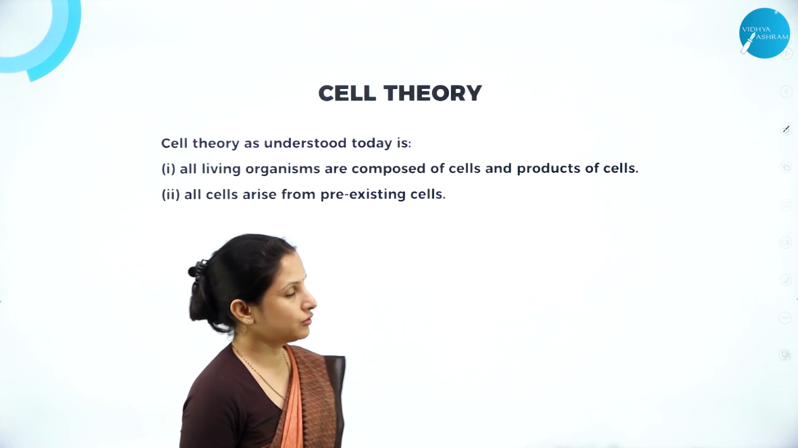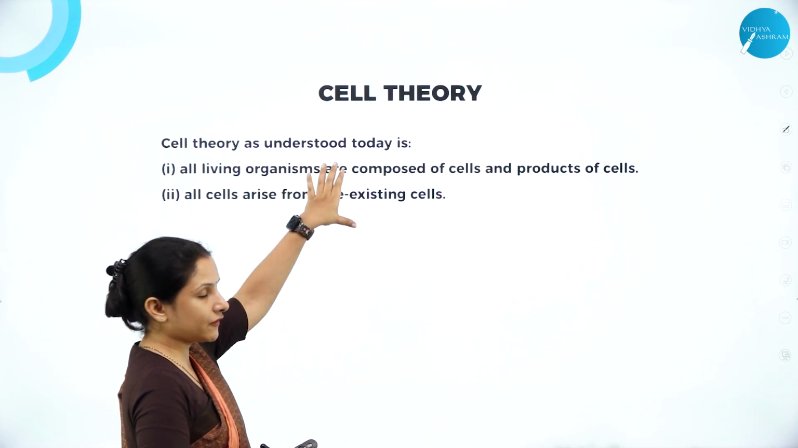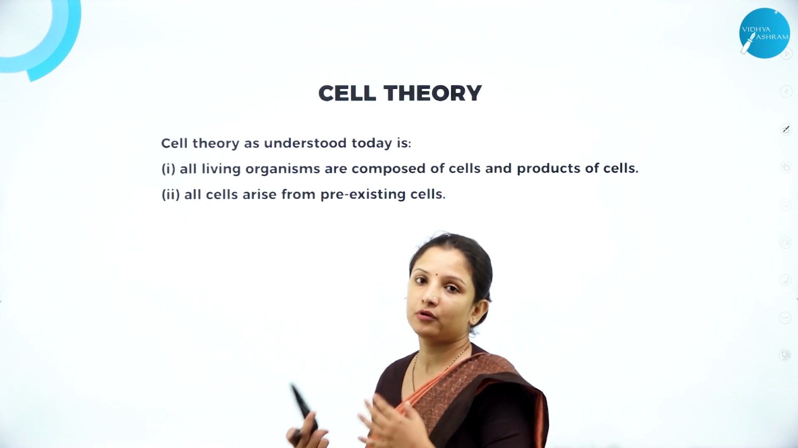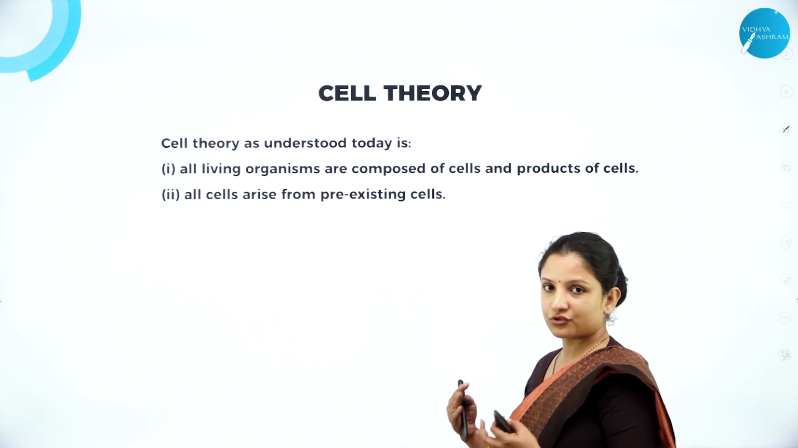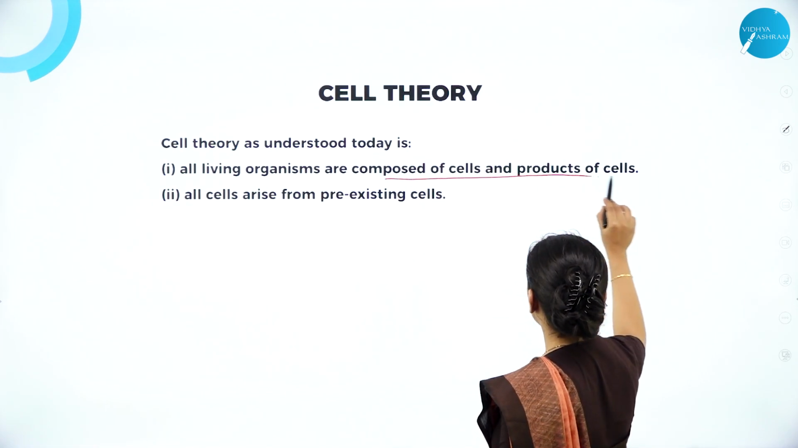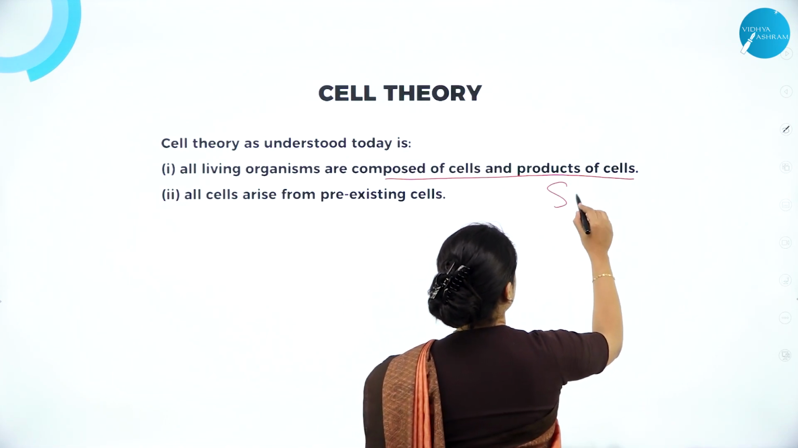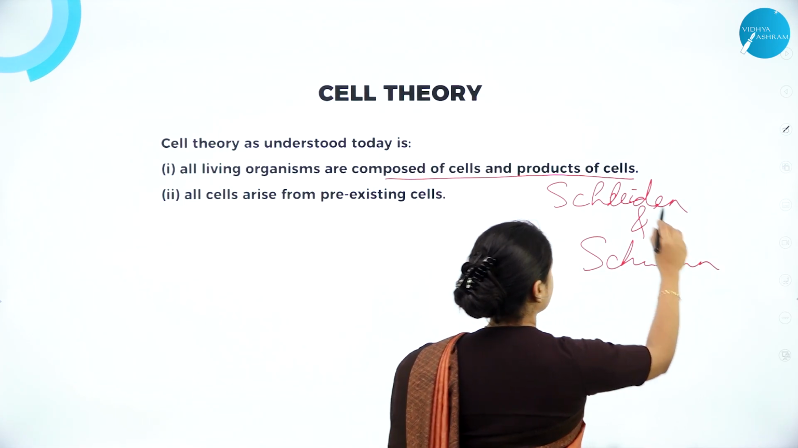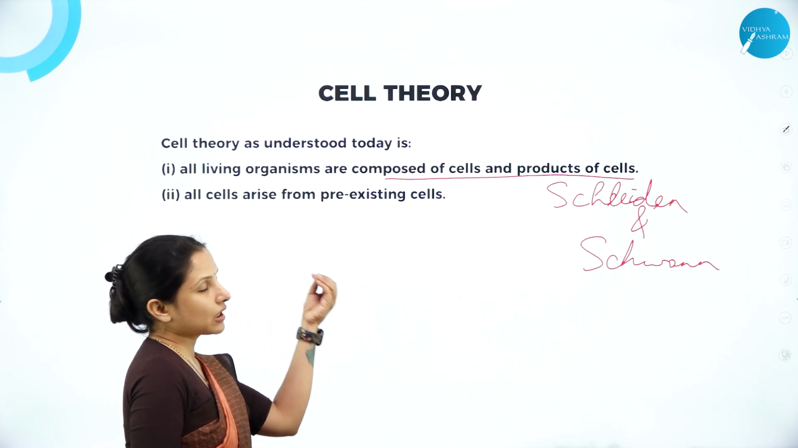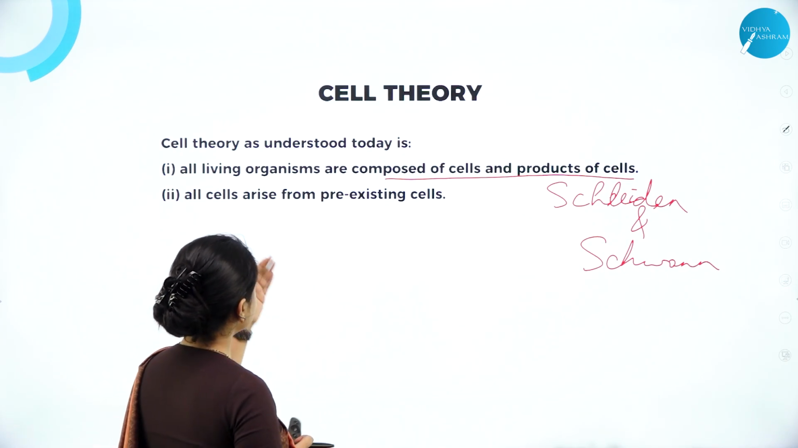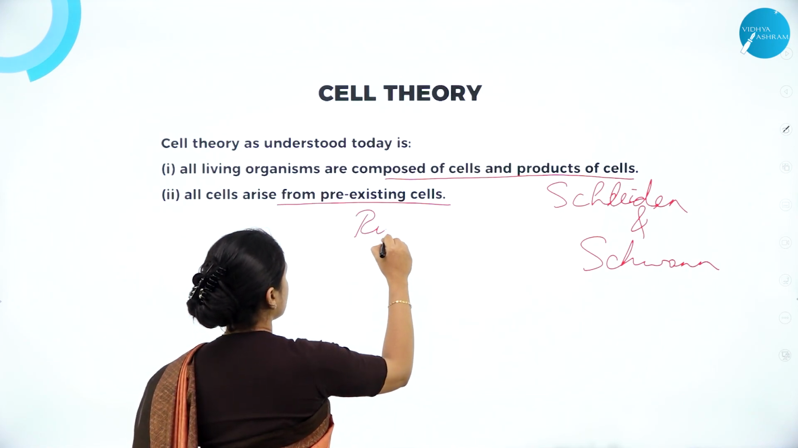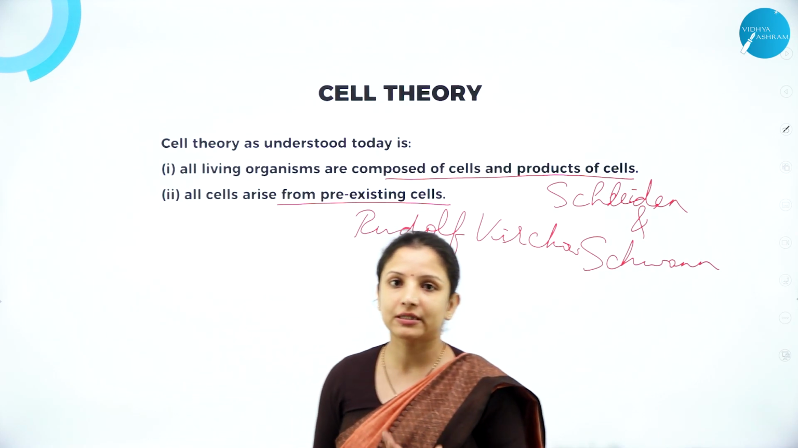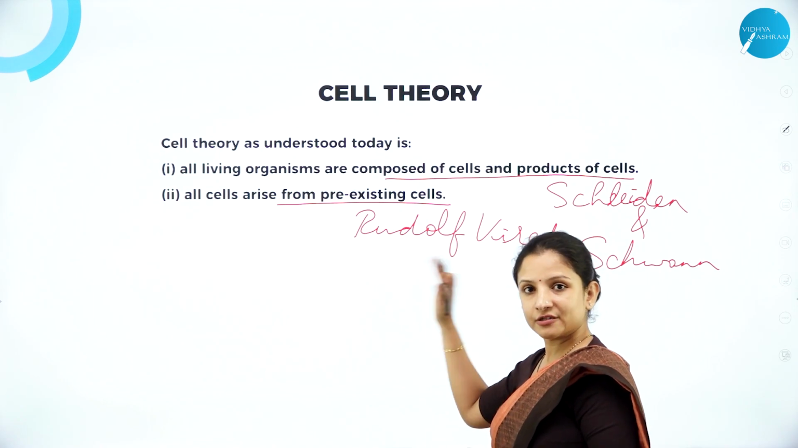What is that cell theory? Let's look together. Today, in the present world, whatever cell theory we follow is this. This contribution is by Schleiden, Schwann, and also Rudolf Virchow. So three people should get credit. Cell theory as understood today is: all living organisms are composed of cells and products of cells. This sentence was given by Schleiden and Schwann. And this sentence, all cells arise from pre-existing cells, was given by Rudolf Virchow. Therefore, these three scientists framed the cell theory or contributed to its development. So this is the cell theory, the first topic in this particular chapter.